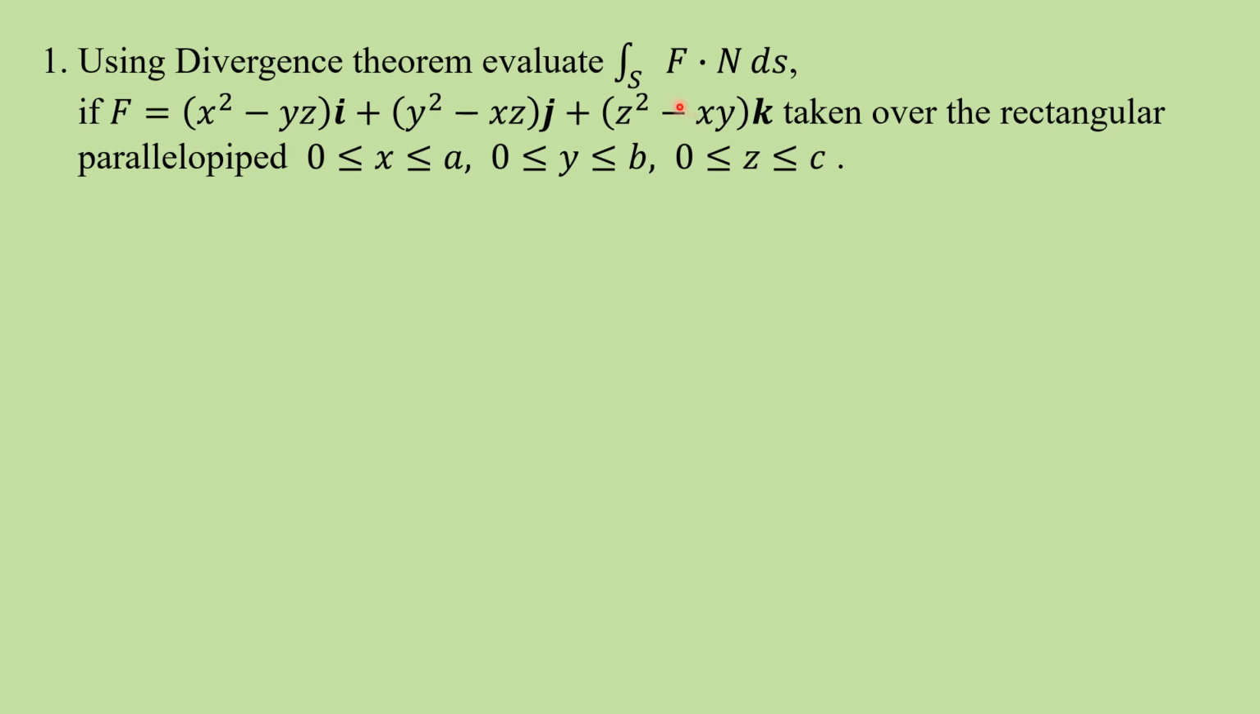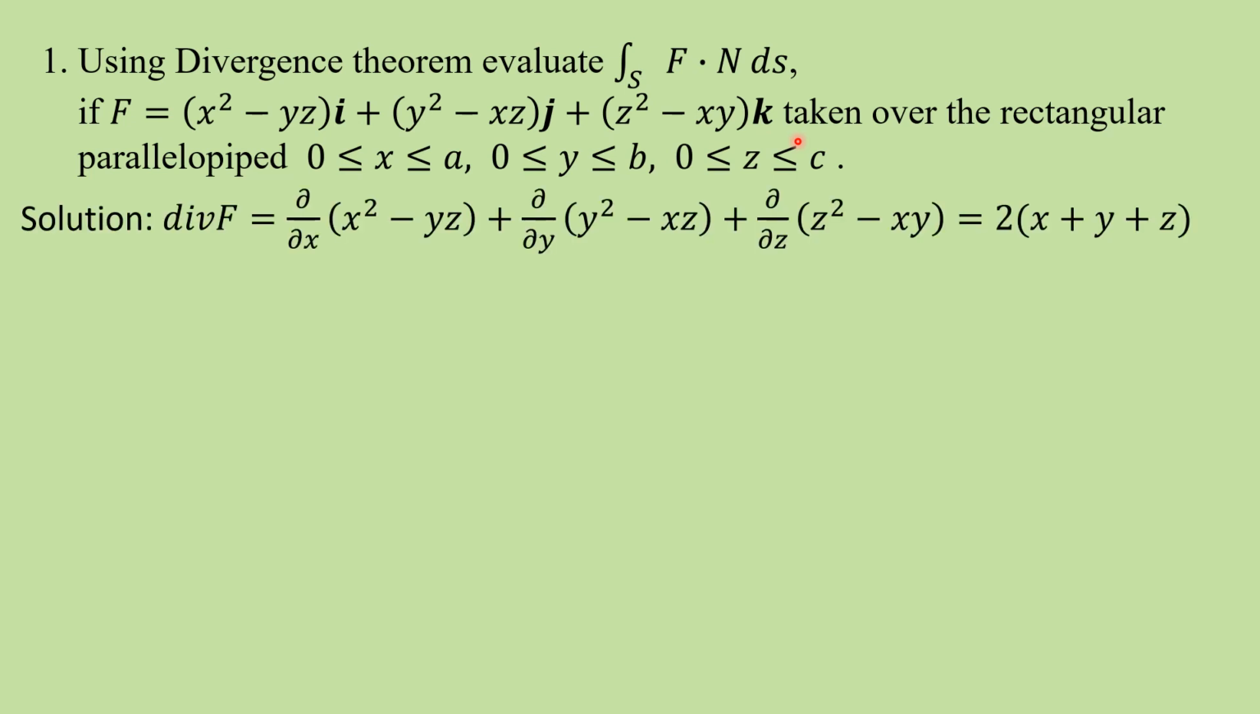So by Gauss divergence theorem, the surface integral I can convert as the volume integral of divergence of f. So first let me take the divergence of f, that is del dot f, dou f1 by dou x plus dou f2 by dou y plus dou f3 by dou z. So dou by dou x of x square minus yz is 2x, dou by dou y of y square minus xz, partially differentiating with respect to y, treating x and z constants, is 2y, plus dou by dou z of z square minus xy is 2z. So 2x plus 2y plus 2z, or 2 times x plus y plus z.